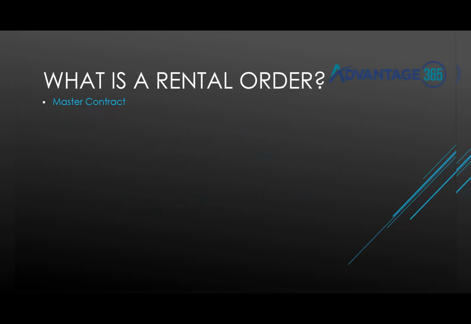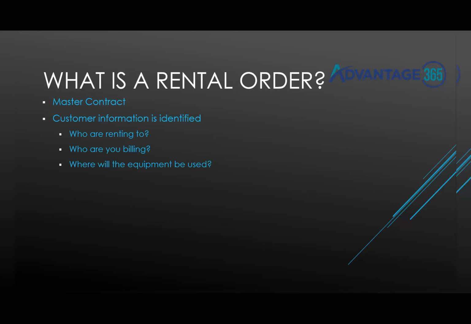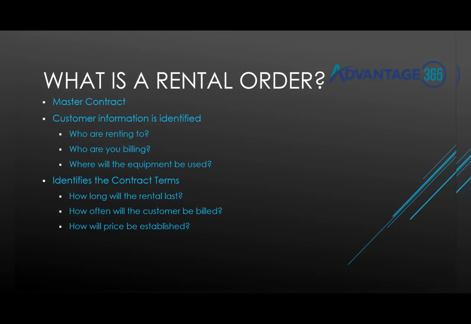Within Advantage, a rental order represents the master contract. On that rental order, we'll identify the customer's information. For example, who are we renting to? Who are you billing? As it may be separate or different addresses. And where the equipment will be used. We need to make sure that we record the ship to address for the equipment for both tracking purposes and accurate sales tax billing. We must also identify the terms for the contract.